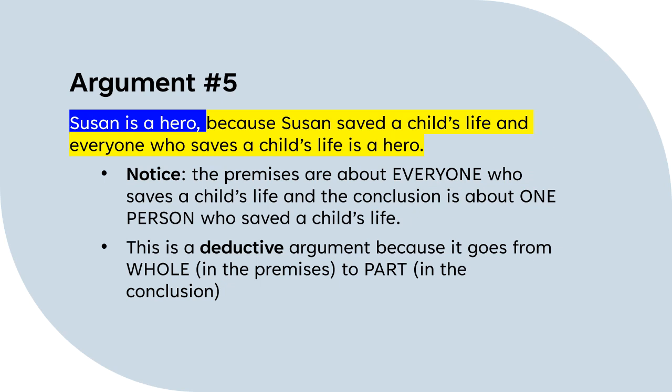Another argument. Susan is a hero. Why? Because Susan saved a child's life, and everyone who saves a child's life is a hero. Notice, the premises are about everyone who saves a child's life. That's about the whole. All the ones who save a child's life. And then the conclusion is about one person who saved a child's life. So we're going from the whole, all the people who saved a child's life, to part, one person who saved a child's life, Susan. And so it goes from whole to part, and that's why it's deductive.